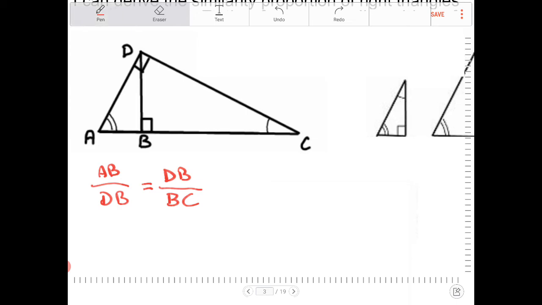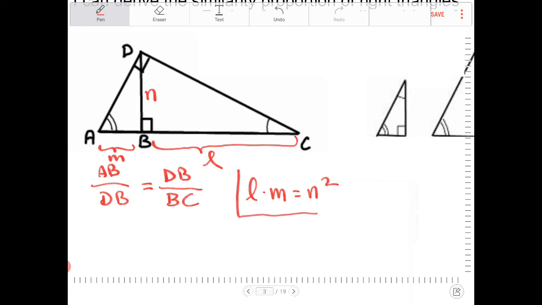Actually, I didn't mean to erase that. So let's say I call this length right here M, and this length right here L. This length over here is going to be N. So what's the relationship? Well, L times M will equal N squared. This is the relationship. Can you see how we can get to this equation from that proportion there? So again, AB is M, and DB is N, and DB is N, and BC is L. If I cross multiply, isn't that what I'll end up with? L times M is equal to N squared.